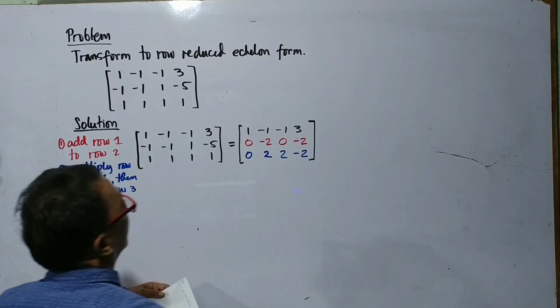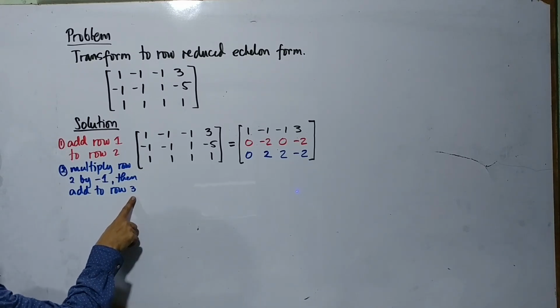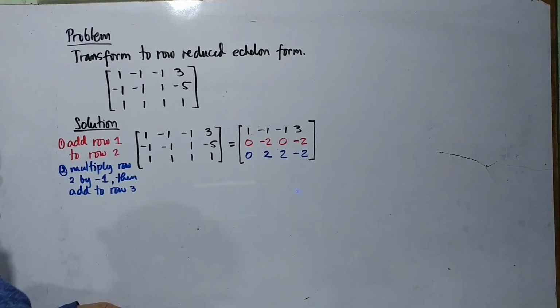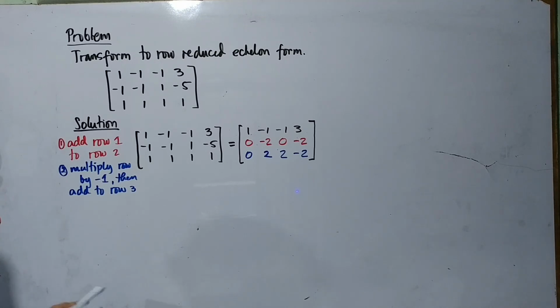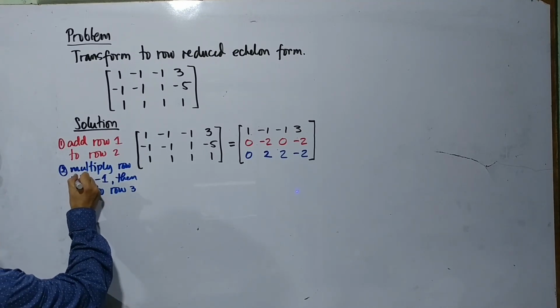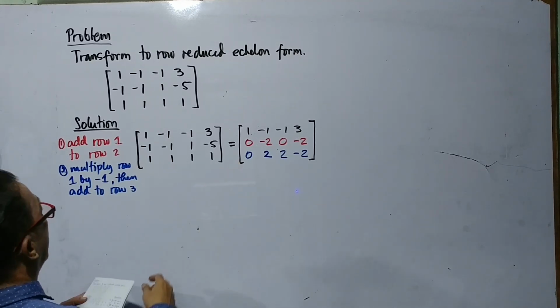Sir, iba row 2 po. Row 3 na tayo. Kulay blue na oh. Hindi sir, ano po, yung multiply row 2 by negative 1 po. Multiply row 1. Multiply row 1 by negative 1, then add to row 3. So, blue siya. Next.